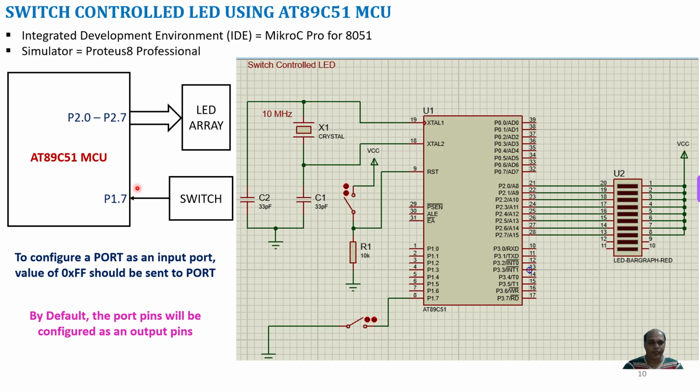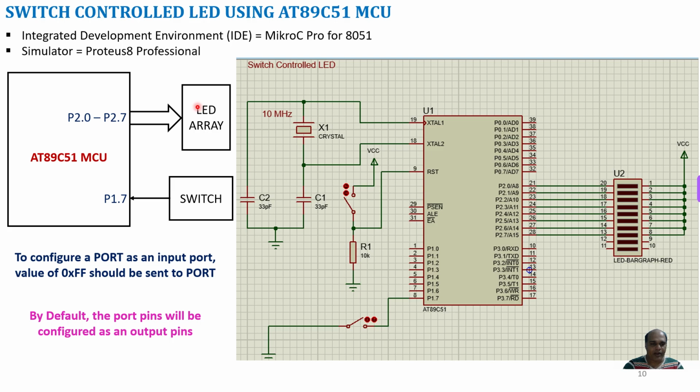port 1, port 2, port 3. All are 8-bit ports, and by default these port pins are configured as output pins. Since we are using an input device, a switch, we as programmers need to specify that we are going to use port 1.7 pin as an input pin. Then only we can take the status of the switch. Depending upon the status of the switch, I can control the LED connected to port 2.